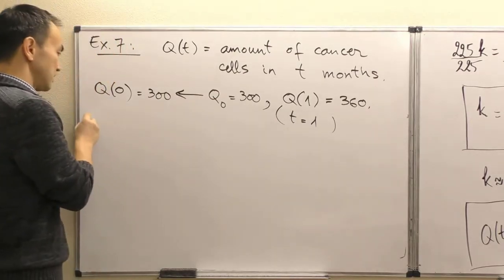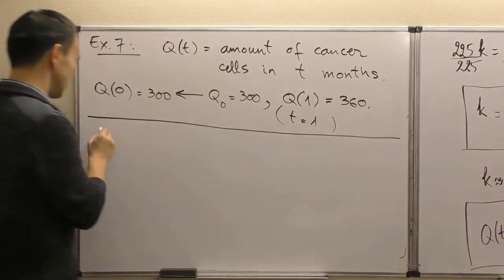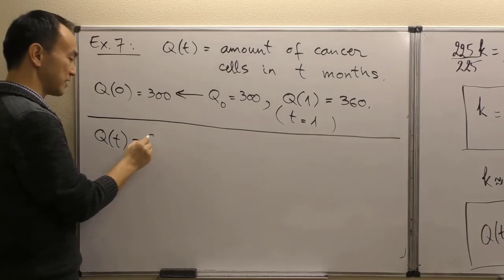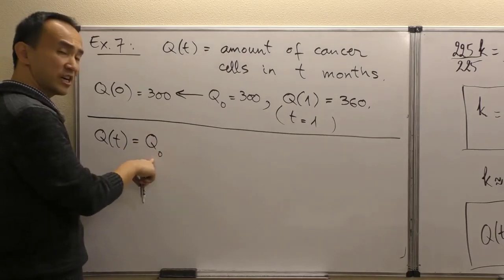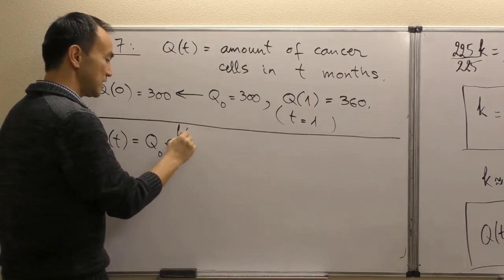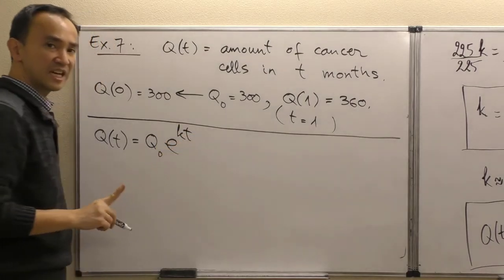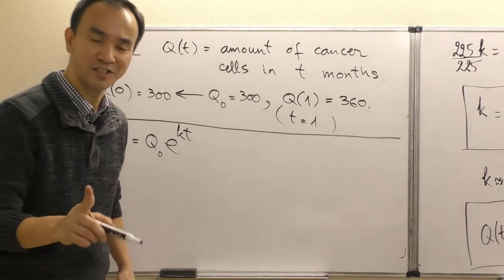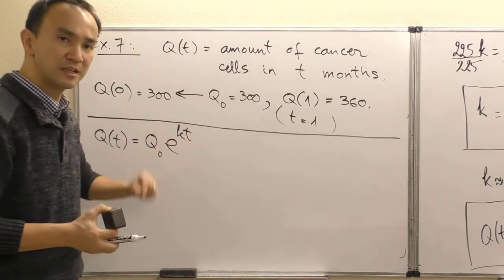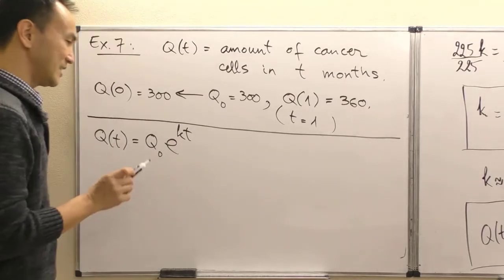So here we go. This is a general starting point for our continuous growth model: Q sub 0, the initial amount, times e to the kt. And we expect that at the end our k value will be positive, because it's a growth. So our k here has to be positive.